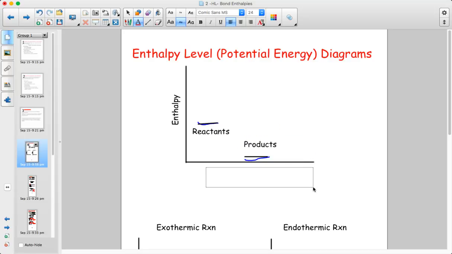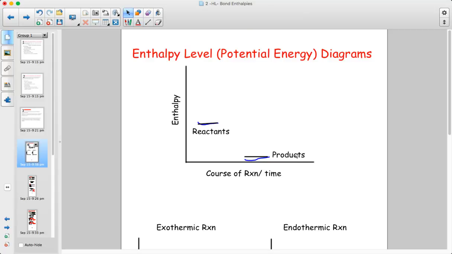And the y-axis has to say enthalpy, and the x-axis could just say course of reaction, or sometimes it says time. So it's not like it has to say seconds or anything, but it is going to show the progress of a reaction. And so the idea is that you start with reactants and you end with products. Those are two key things, but you don't necessarily have to have the products end below the reactants. Sometimes the products will end above the reactants.